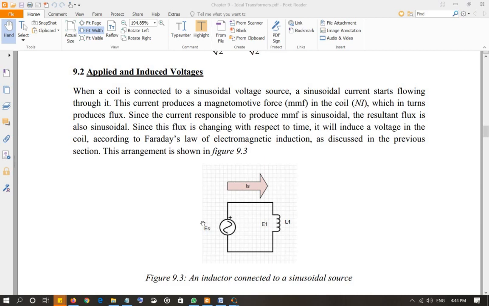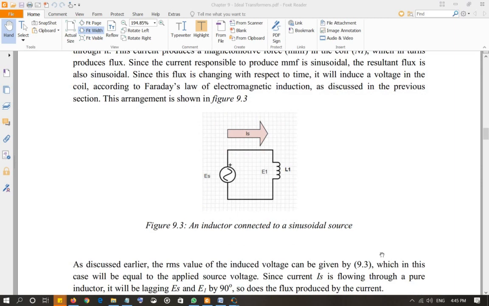So that means you have ES, the applied voltage, and E1, the induced voltage. In this case, of course, ES and E1 will be the same, because we are assuming there is no line resistance over here. But if there is a line resistance or line reactance right here, then of course ES and E1 will be different from each other. But that's the concept of applied and induced voltage.